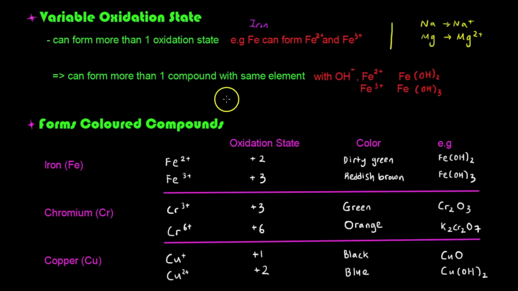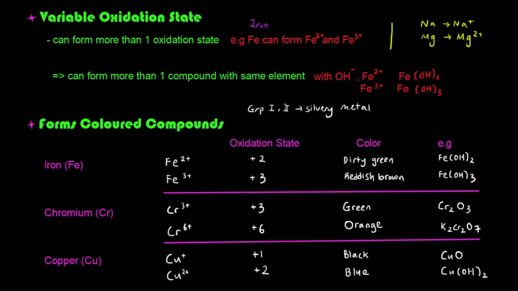The second difference between metals and transition elements is that transition elements can form colored compounds. We learned that group 1 and group 2 just form silvery metals, am I right? They usually form silvery compounds, salts, or they can dissolve in water, etc. But this is not the case for transition elements because they form colored solutions.